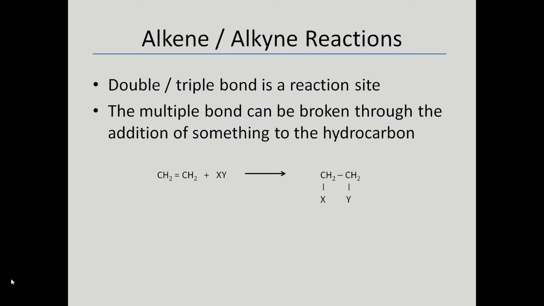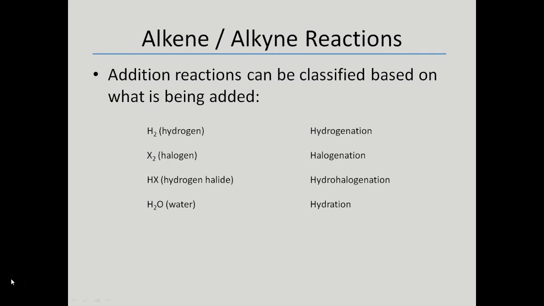Okay. One type of reaction that we can do is what we call an addition reaction, where I take my alkene or alkyne, I add something to it, the double bond is broken, and part of the component that I add goes onto each of the carbons that was originally involved in the double bond. So we have a variety of different addition reactions that we can have our compound undergo.